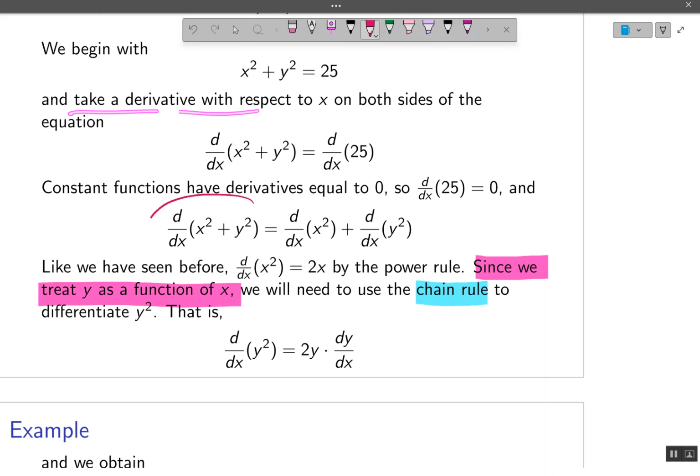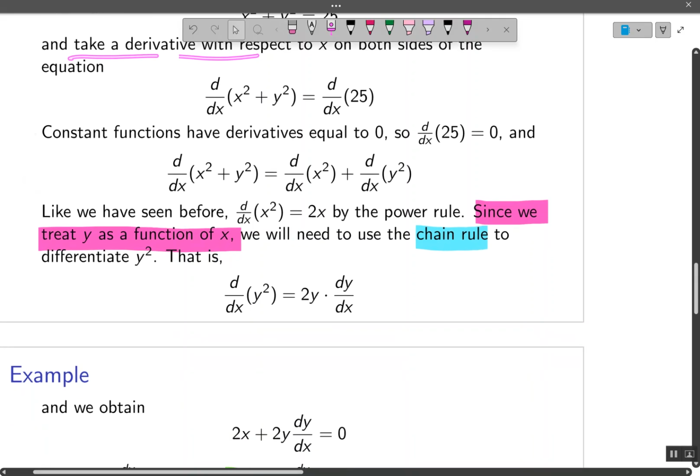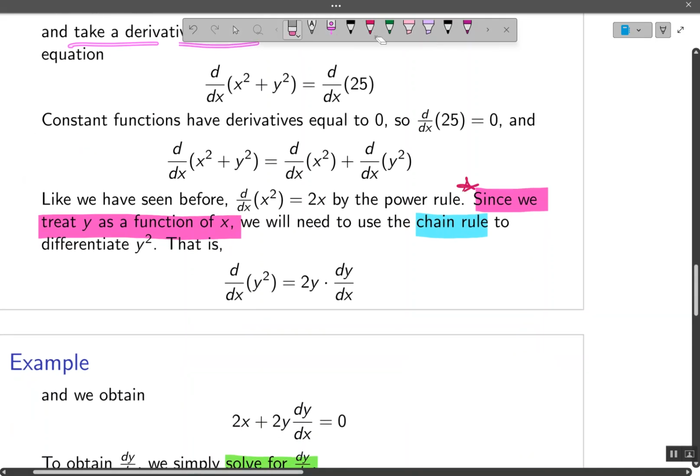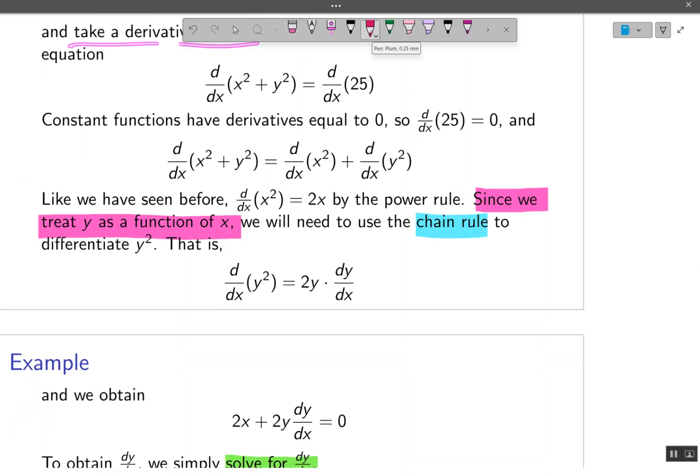And on the left, let's go very carefully here. The derivative of this is just going to be 2x. And now we just need to talk about how to take this derivative. So since we treat y as a function of x, we will need to use the chain rule to differentiate y squared. That means this y squared is going to be a function of x, and we're going to think about that being squared. And I want the derivative of all of that.